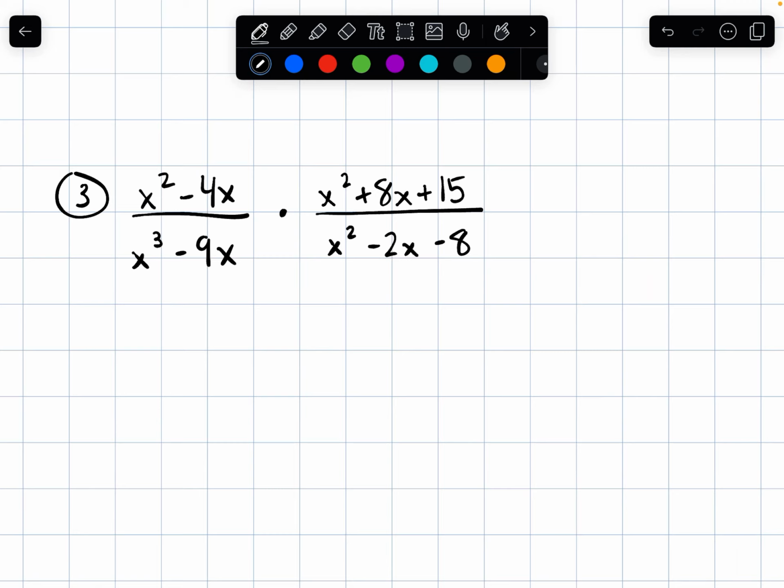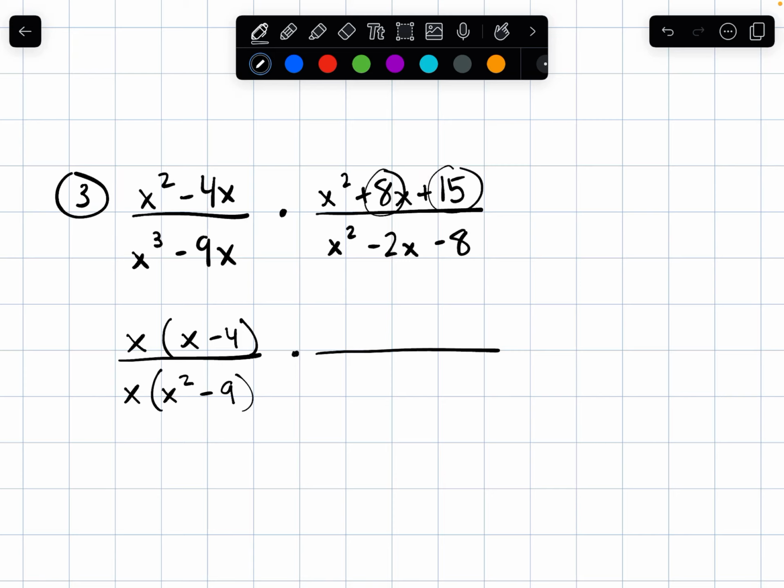So in the numerator for the first problem, we're going to factor out an x, leaving me with x minus 4. In that denominator, I'm going to take out an x, leaving me with x squared minus 9. In my second fraction, I'm looking for two numbers that multiply to be 15 and add up to be 8, and that's 5 and 3. And in the denominator, I'm looking for two numbers that multiply to be negative 8, but add up to be negative 2, and that's negative 4 and positive 2.